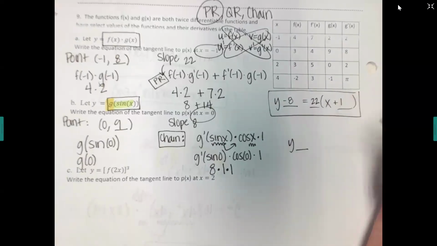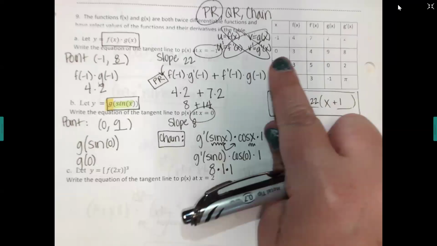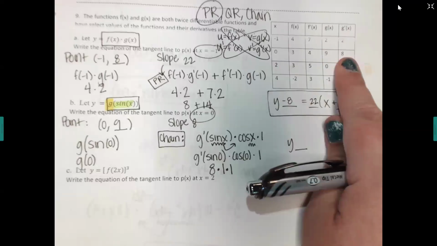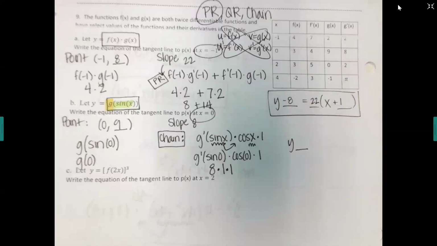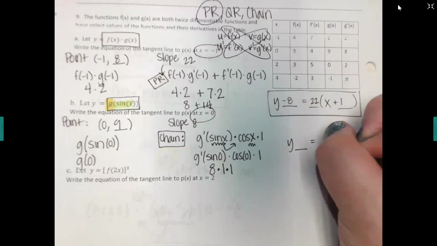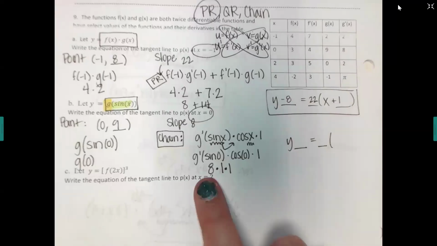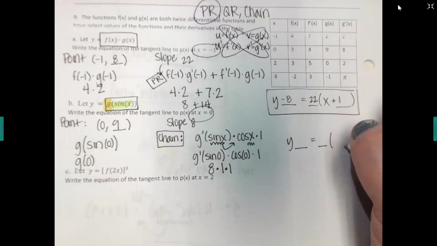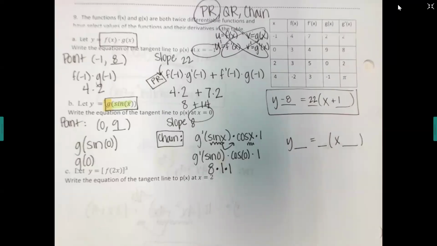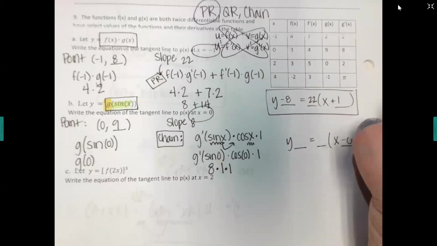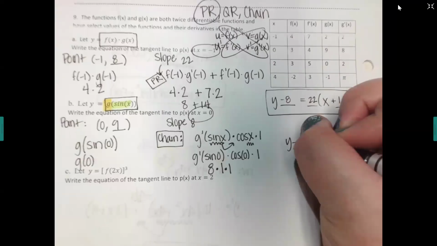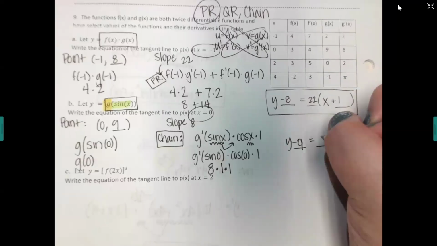Yeah, we found g prime of 0 is 8. Cosine of 0, we just did the hand trick on. It's your pinky, all your fingers are up. So correct. Well, you do, but 1 times 8 is still 8. You know what I mean? All right, from there, we're plugging in our numbers. My x was a 0, my y was a 9, and then my slope was an 8.